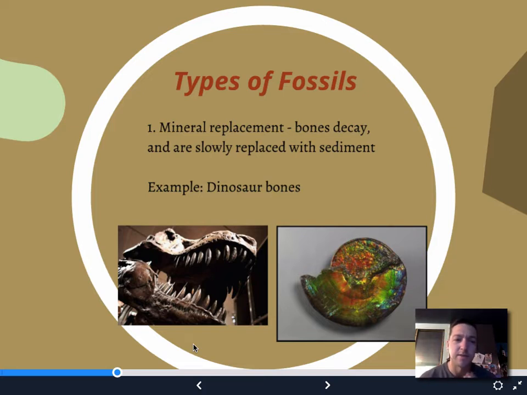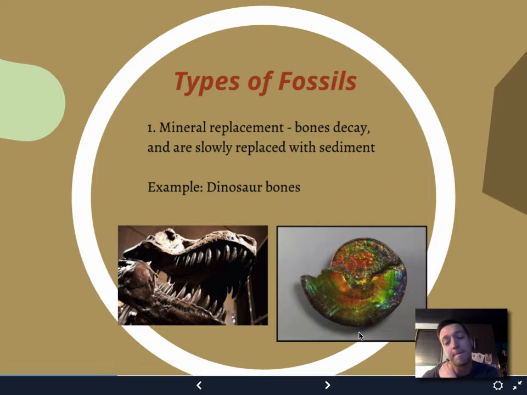The skin and flesh decompose, usually. But the bones slowly decay. But as they decay, the little holes that are formed are filled in with sediment, whatever sediment is around. So basically what you're seeing here is not the bones of the dinosaur, but the sediment that filled into the dinosaur bones, which you may not have known before.